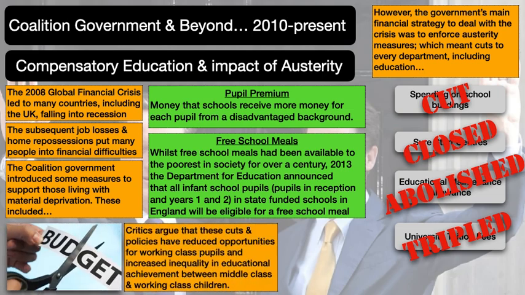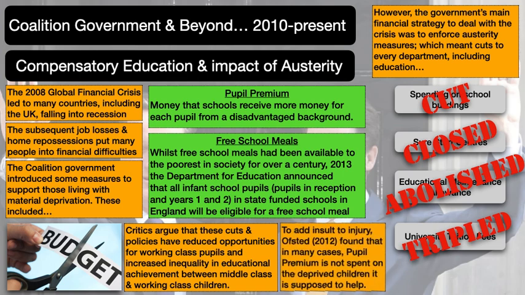Critics argue that these cuts and these policies have reduced opportunities for working class pupils and actually increased that inequality in educational achievement between the middle class and working class children. And to add insult to injury, Ofsted in 2012 found that in many cases the pupil premium mentioned above, as a form of compensatory education, is not actually spent on the deprived children it's supposed to help.